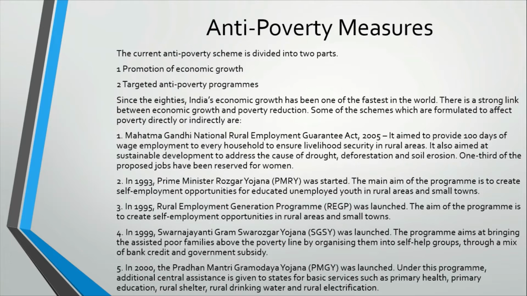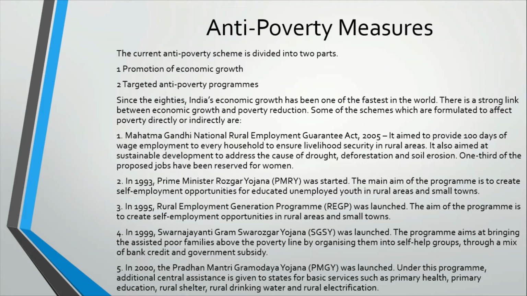Anti-poverty measures. The current anti-poverty scheme is divided into two parts. First, promotion of economic growth. Second, targeted anti-poverty programs. Since the 80s, India's economic growth has been one of the fastest in the world. There is a strong link between economic growth and poverty reduction.